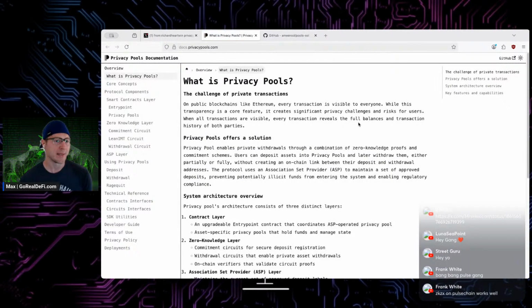What is privacy pools? The challenge of private transactions. On public blockchains like Ethereum, every transaction is visible to everyone. While this transparency is a core feature, it creates significant privacy challenges and risk for users. When all transactions are visible, each transaction reveals the full balance of the transaction history of both parties. So that's how it works today. All right, this is today.